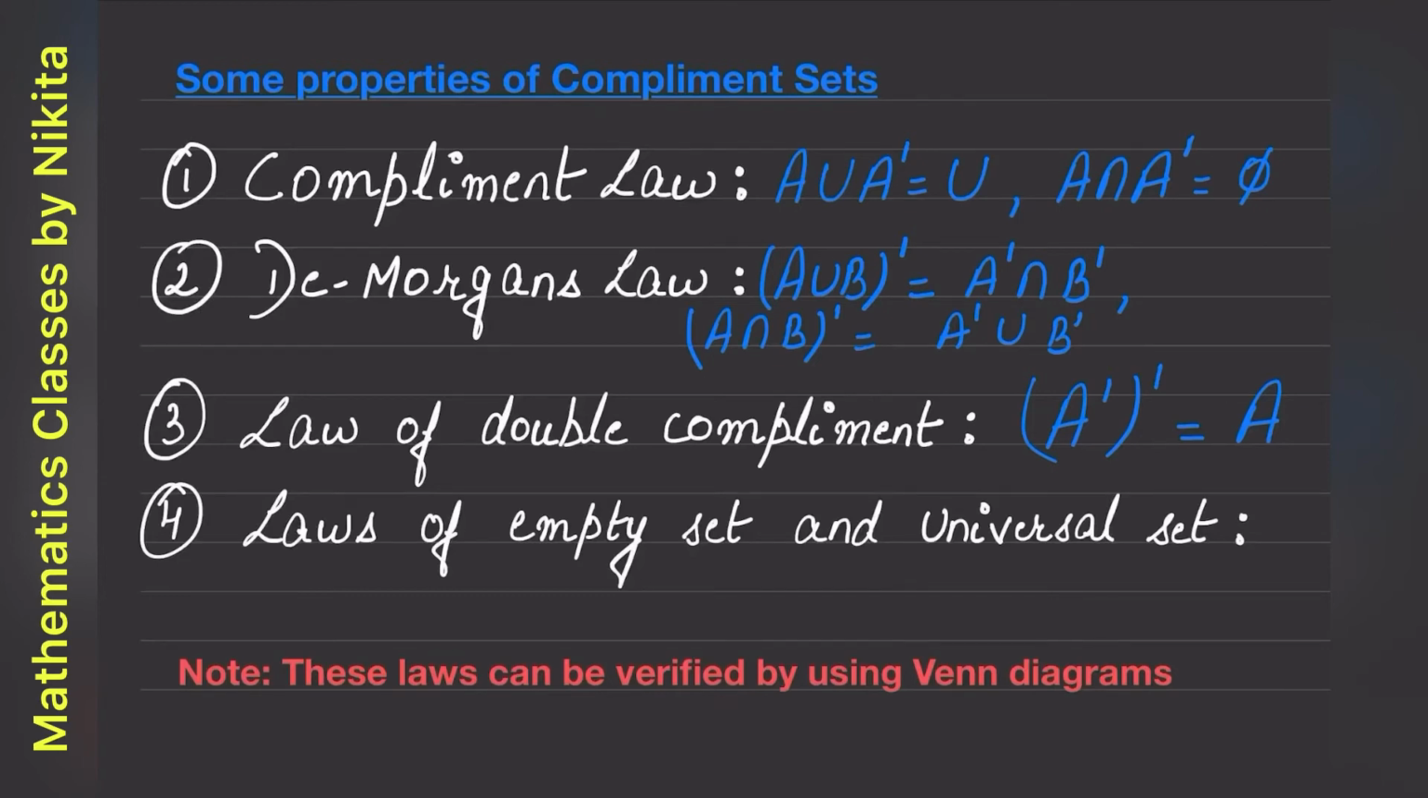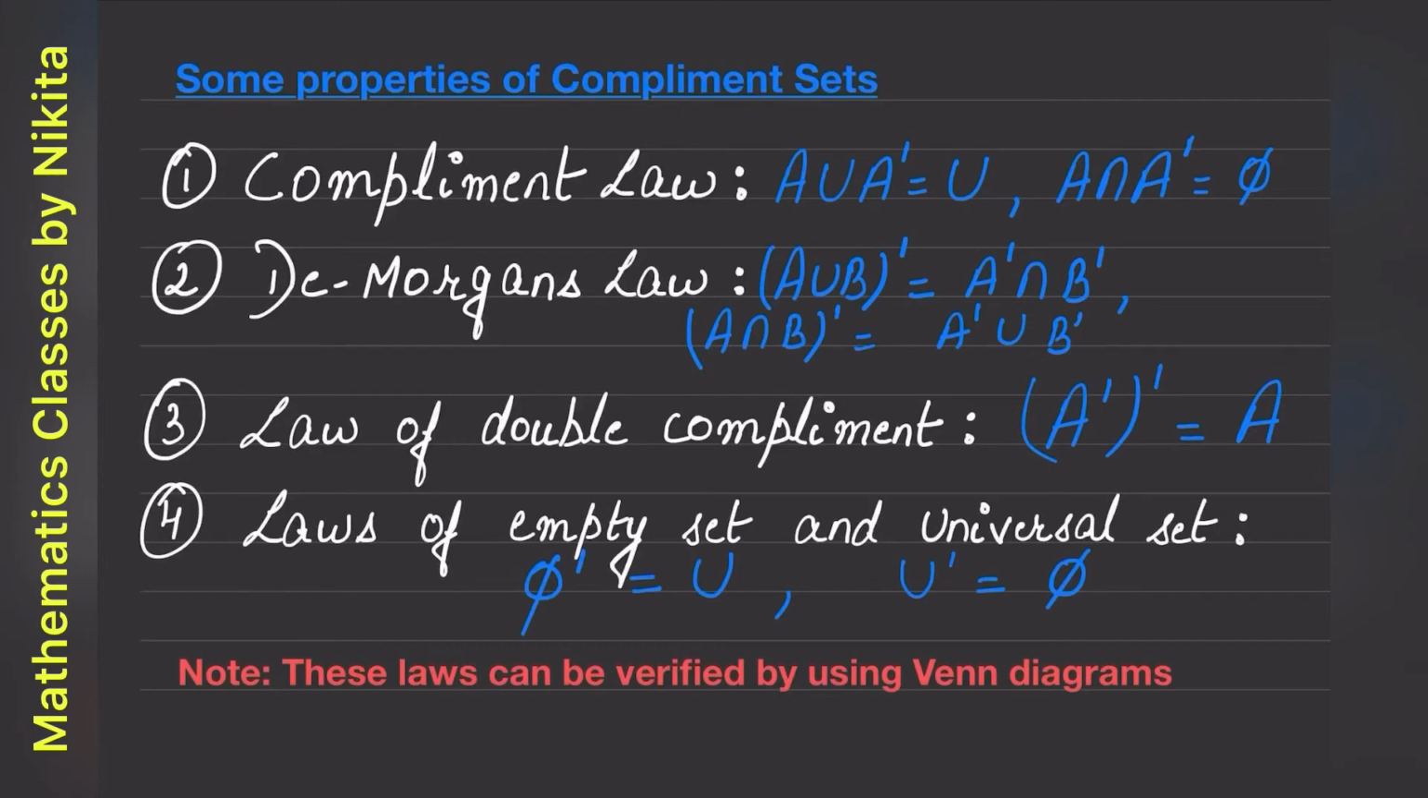Next we have the law of empty set and universal set. The law of empty set says that phi complement is equal to the whole of the universal set U, and U complement is equal to the empty set phi.